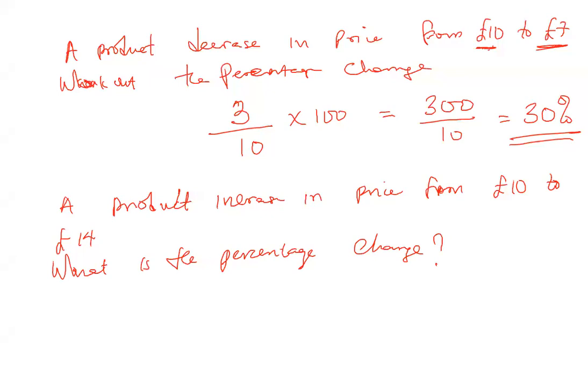So it's an increase from 10 to 14. That means the change is £4. What was the amount before? The amount was 10 before the increase. You put that there, times 100. That gives you 400 over 10, which gives you 40%. Who got it right?